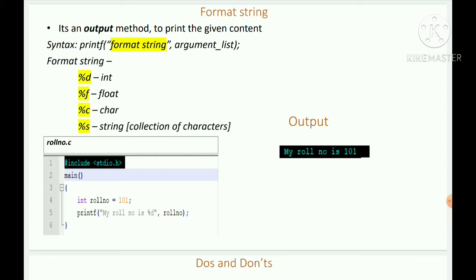So what is a character and what is a string? A character is a single alphabet. A string is like a word. So a word contains n number of characters. In the same way, a string contains a collection of characters.